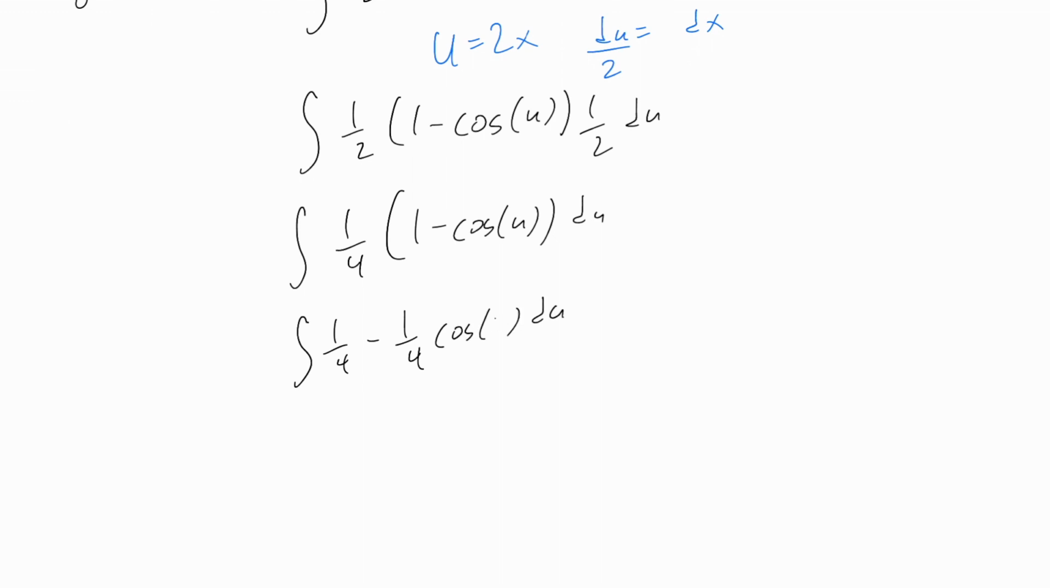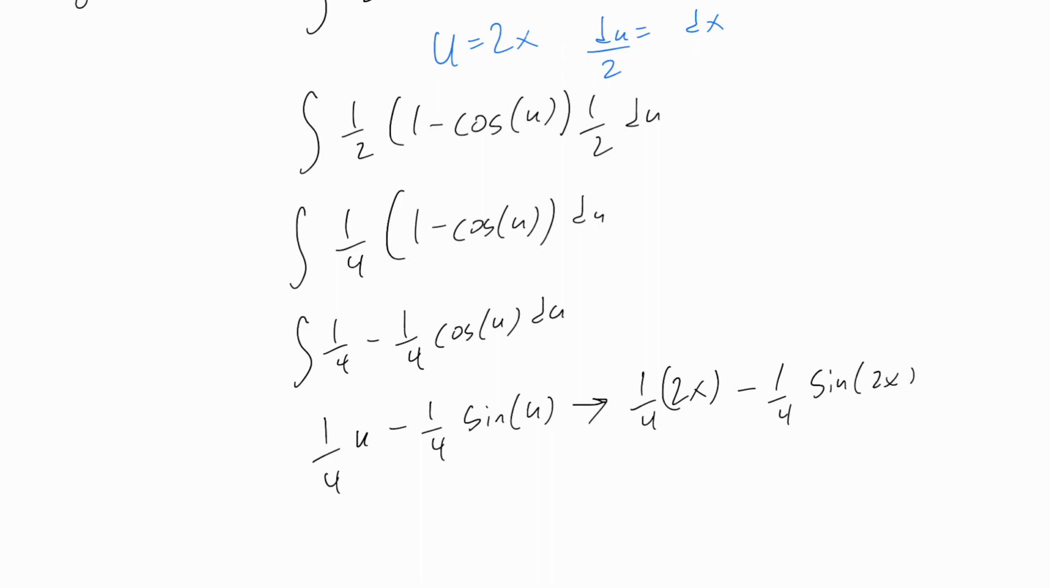And again, this is an integral we've seen before, or a type of integral that we've seen before, nothing new here. This becomes 1/4 u minus 1/4 sine of u. And then we trade in our u's for x's. Remember, u is 2x, so we get 1/4 times 2x minus 1/4 sine of 2x plus c.